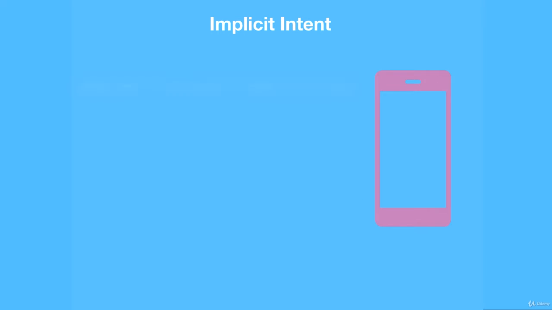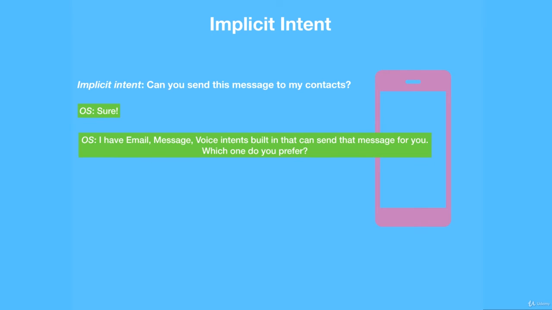Okay, so if we were to have some sort of conversation between the intents and the operating system, it would be something like this. The implicit intent will go ahead and ask the operating system, hey, I would like to send a message to my contacts. What should I do? And then the operating system would, of course, say, hey, okay, that's fine. However, I do have a lot of different applications on the device that will be able to send your message. So please do choose from the following list.